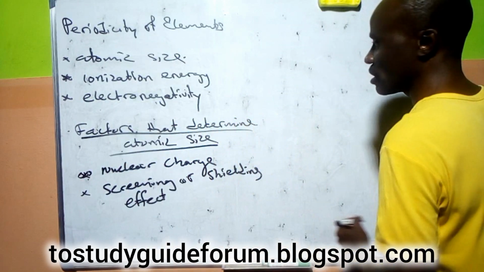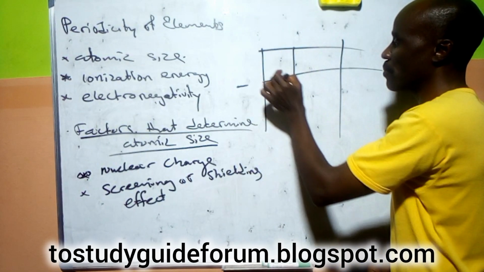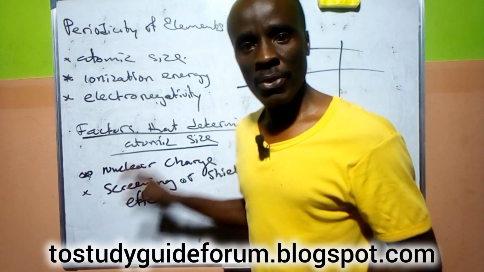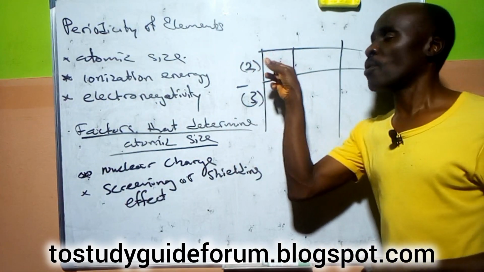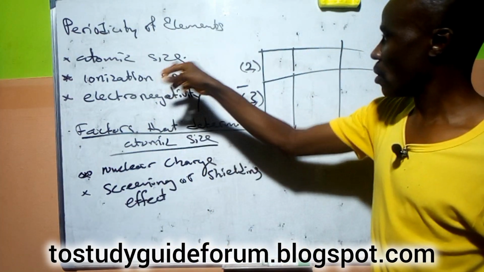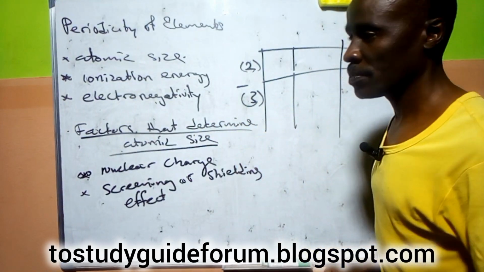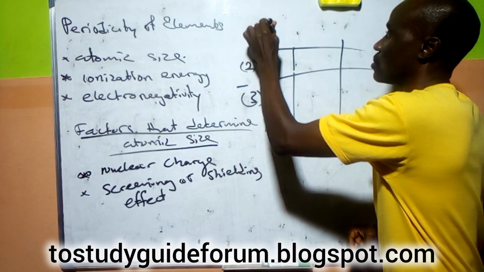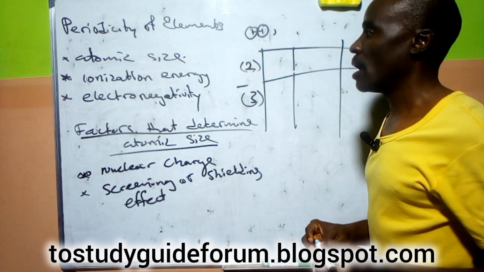Now, in the periodic table, in each of the periods, let's start from period two, they have two shells. Period three has three shells. So as electrons are being added to the same number of shells, the attractive force tends to increase. That results in a decrease in atomic size. Now, what is atomic size? Atomic size has to do with the distance between two electrons. So the distance between them gives us the atomic size.